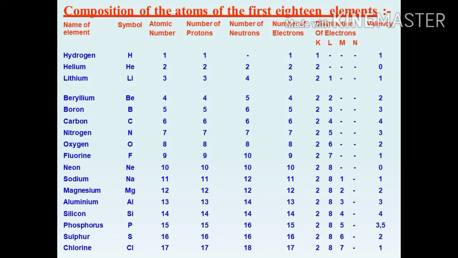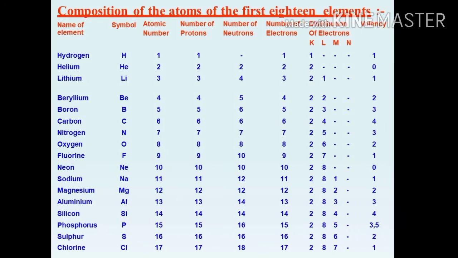The next one, magnesium, Mg, 12 protons, 12 electrons. The electron distribution is 2, 8, 2. So the valence, the M shell, contains 2. The valence is 2. This is the composition of atoms of the first 18 elements.